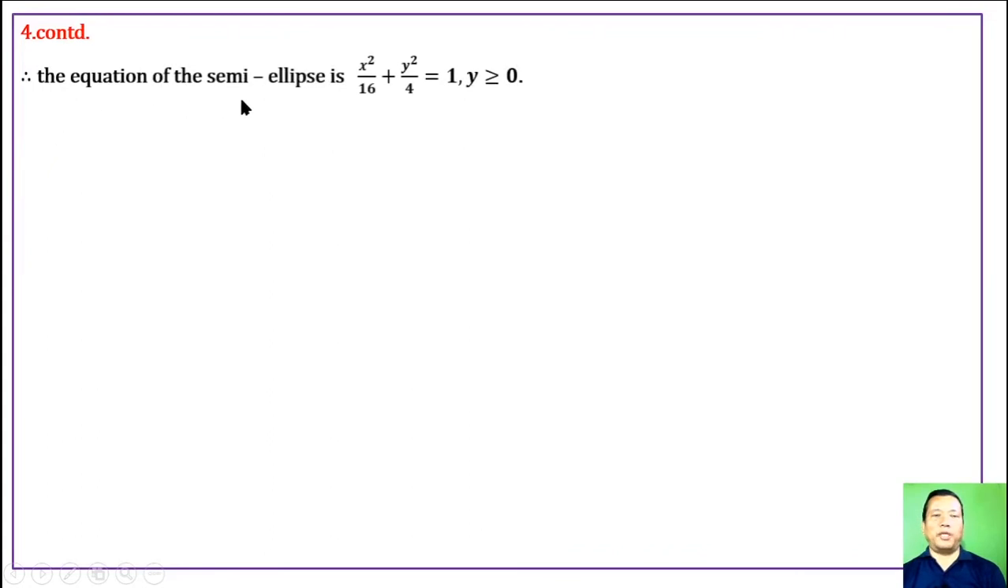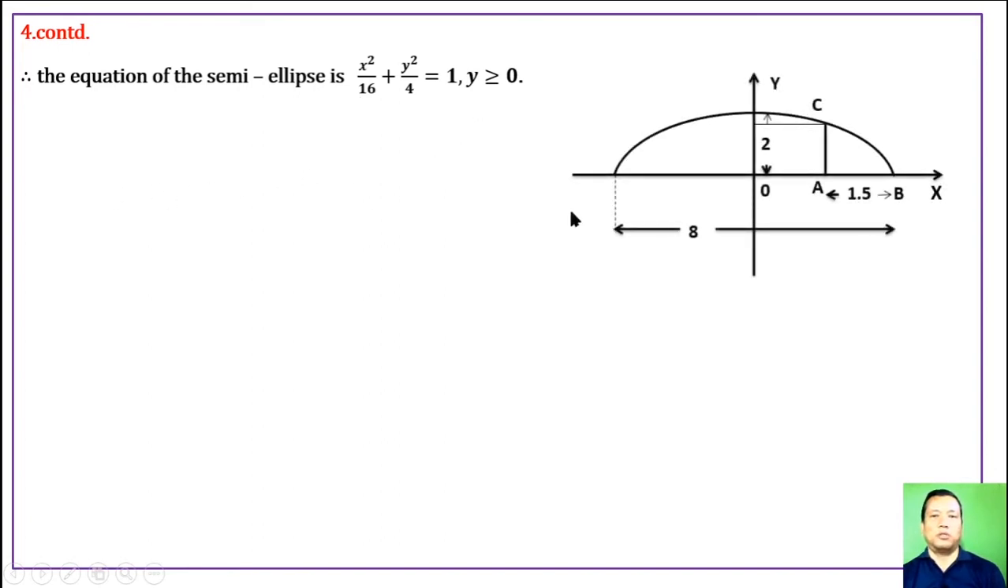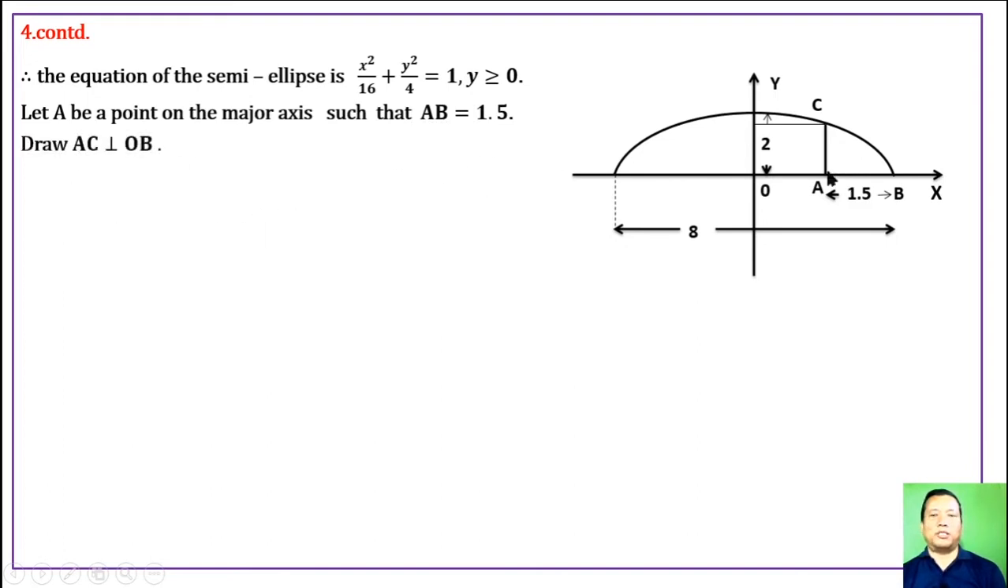The equation of the semi-ellipse is x squared by 16 plus y squared by 4 equal to 1, where y should be greater than or equal to 0, as in this picture. Let A be a point on the major axis such that AB is 1.5. Draw AC perpendicular to OB. Also OA is 4 minus 1.5, that is 2.5 meter. Therefore, x coordinate of C is 2.5.